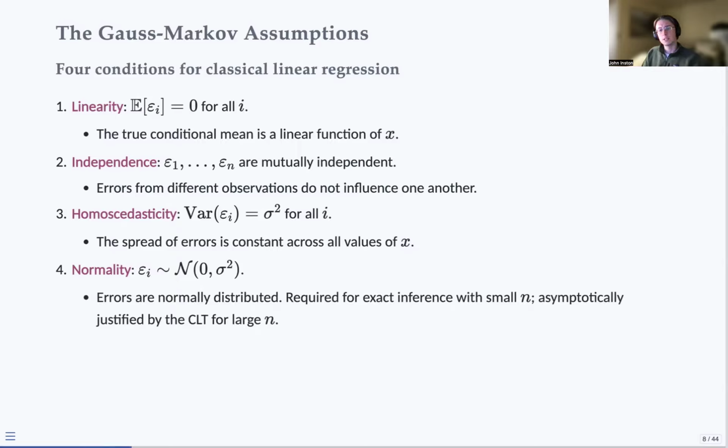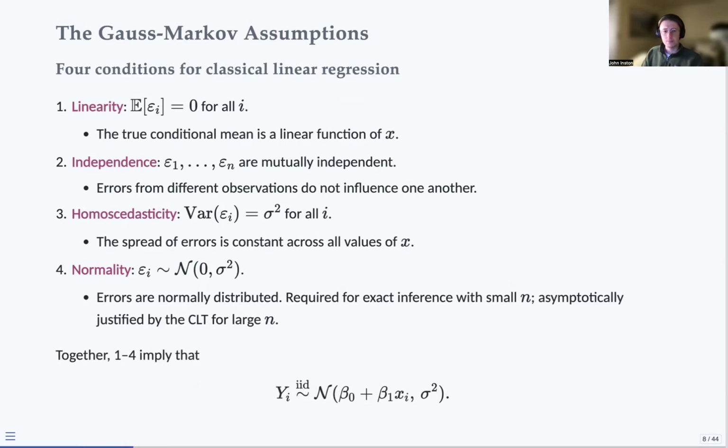We'll note a bit later on that this is required for exact inference with small n. It's asymptotically justified in general by the central limit theorem for large n. And so it's the least important of these assumptions because it tends to be satisfied for large n anyway, when we use the central limit theorem.